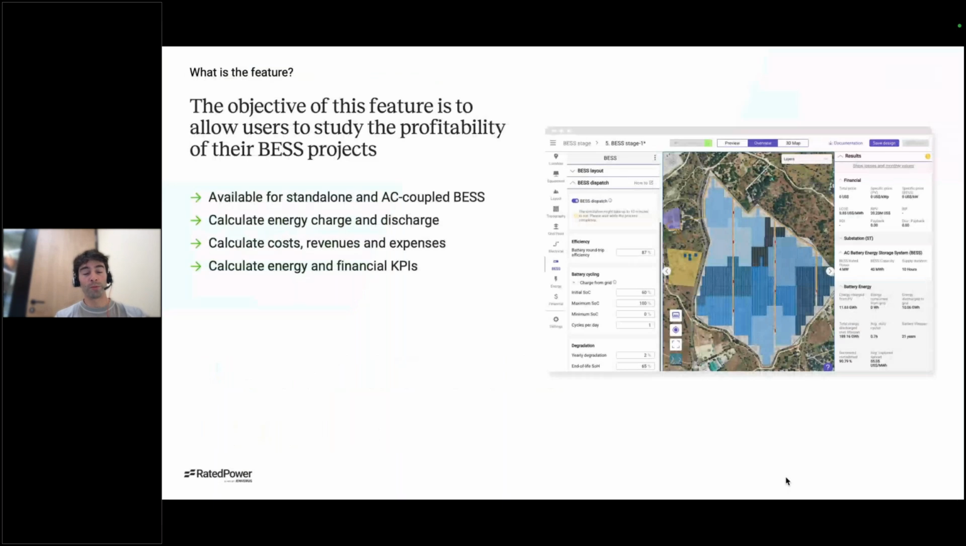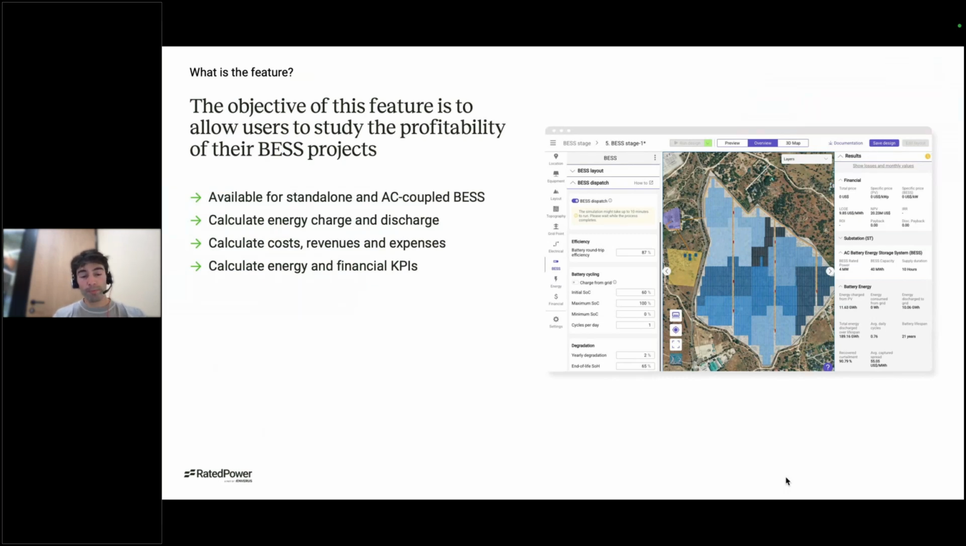The objective of this feature is very simple and straightforward. It's to allow users to study the profitability of their BESS projects. This feature is currently available for standalone and AC coupled BESS designs. It's not yet available for DC coupled. This will be released at the end of this quarter, so we'll have all of them available this year.